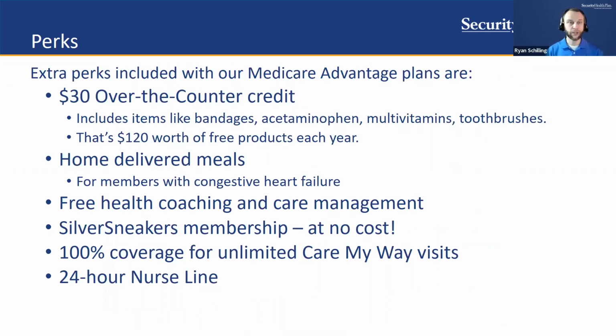Just some rapid fire other perks: you get $30 per quarter for over-the-counter benefits. So again, things like calcium or multivitamins or Band-Aids or toothbrushes, whatever it is, every quarter you'd get $30, and that's mail ordered delivered right to your house. Free meals if you have a history of congestive heart failure and you're getting out of a hospital, something like that. Free health coaching, care management, disease management.